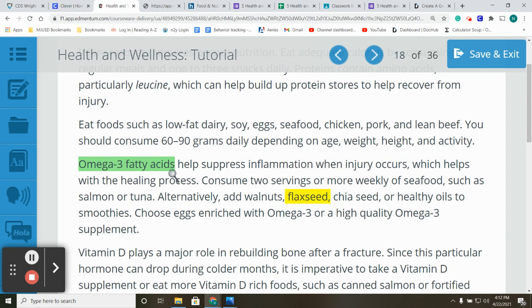Omega 3 fatty acids help suppress inflammation when injury occurs, which helps with the healing process. Consume 2 or more servings weekly of seafood such as salmon or tuna. Alternatively, add walnuts, flaxseed, chia seed, or healthy oils to smoothies. Choose eggs enriched with omega 3 or a high quality omega 3 supplement.